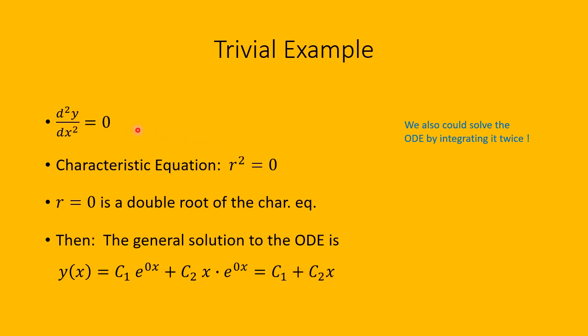We could have also solved this differential equation by just integrating it twice with respect to x. And if you do that, you will find that you still get this solution where c1 and c2 would have been arbitrary constants of integration.